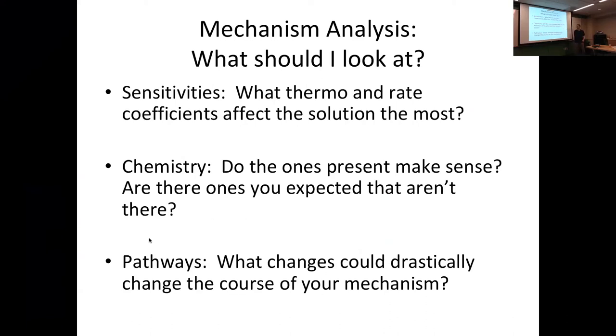And another way, kind of related to this one, is just to look at your mechanism and think, based on what you've defined, what thermochemistry you've laid out well, and what thermochemistry you don't know that well, what changes could drastically change the course of your mechanism. In one case I was working on, I had put in all of these H abstraction rates, and I was looking at the radicals that could be made from the species I was working with. One way to look at this is if you have the thermo of one of those radicals horribly off, you're going to get the concentrations of everything else horribly off.